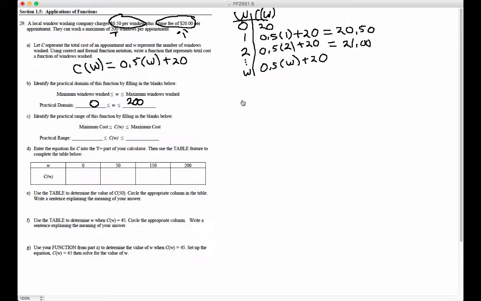Well, what about the practical range? So this is part C here. Back here was part A. Well, we're going to need to know what C of 0 is. Well, we've already done that. We know C of 0 is equal to 20.